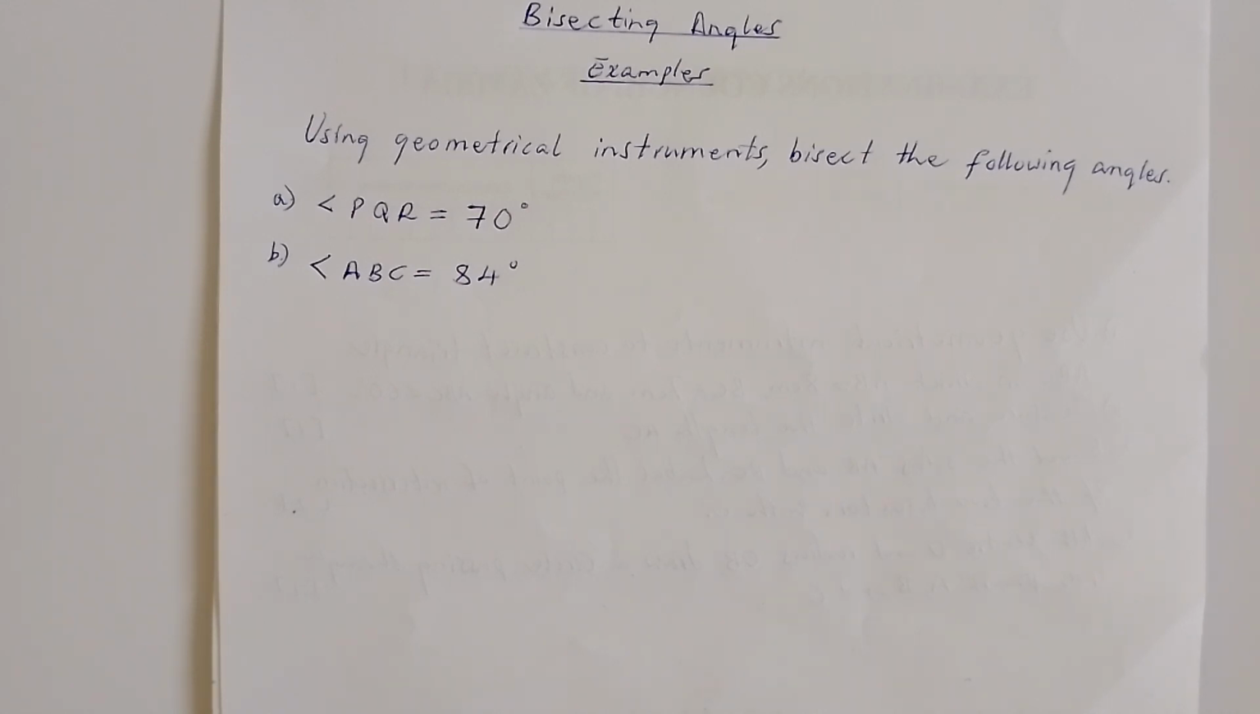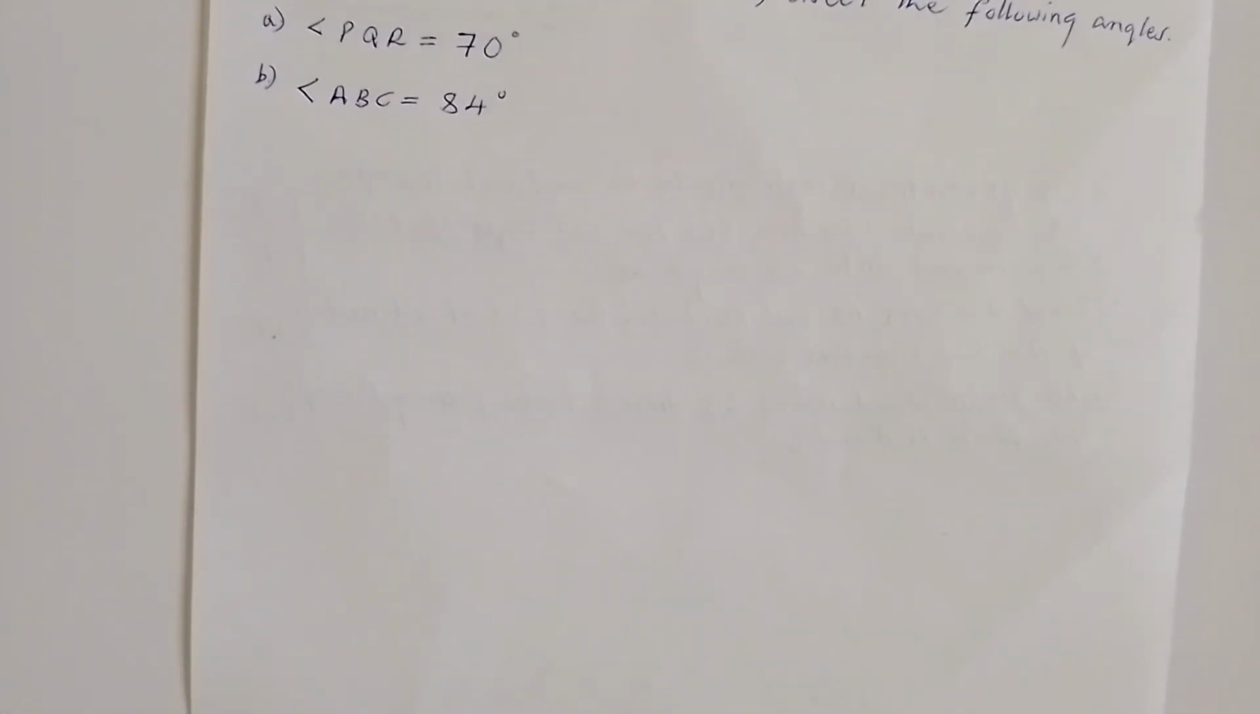A, angle PQR, which is equal to 70 degrees. Then B, angle ABC, equal to 84 degrees. So we begin with the first one, PQR, which is equal to 70 degrees. We are going to need a protractor here because that's a key instrument used to measure angles. Of course, we need a ruler and a pencil as usual, because all these together are the geometrical instruments. So I'll start with the pencil.